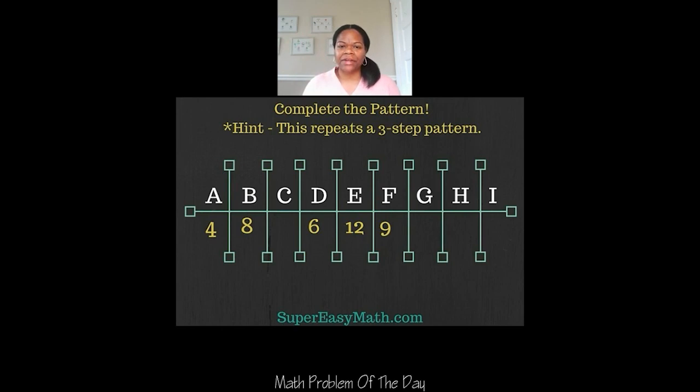Today's math problem of the day says complete the pattern. It says hint, this repeats a 3-step pattern. So when I'm looking at this, I can see that I have a row of alphabet letters and a row that's got some numbers and some blanks. So we're going to use the alphabet letter row as just reference places. So instead of saying the third blank space, I'll just say space C, okay?